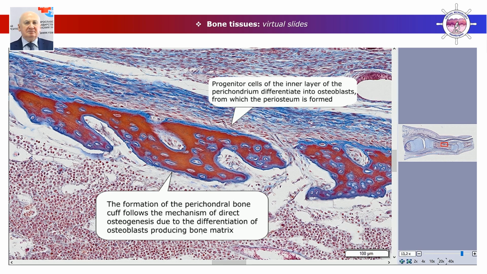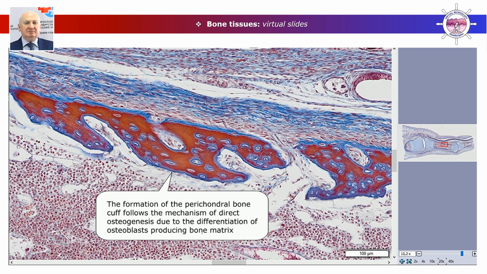Progenitor cells of the inner layer of the perichondrium differentiate into osteoblasts, from which the periosteum is formed. The formation of the perichondral bone cuff follows the mechanism of direct osteogenesis due to the differentiation of osteoblasts producing bone intercellular matrix.